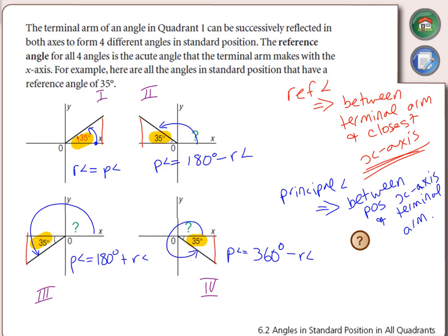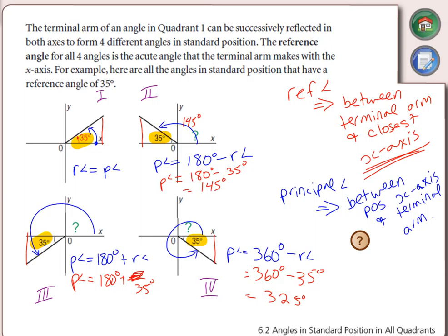So for these ones, the principal angle and reference angle in quadrant 1 are 35. In quadrant 2, the principal angle is equal to 180 degrees minus the 35 degrees, which is going to give us 145 degrees. I'll write it up there. In quadrant 3, our principal angle is 180 degrees plus the reference angle, plus the 35 degrees. So quadrant 4 there, we've got the 360, and we take away that 35 degrees, which leaves us with 325 degrees there.